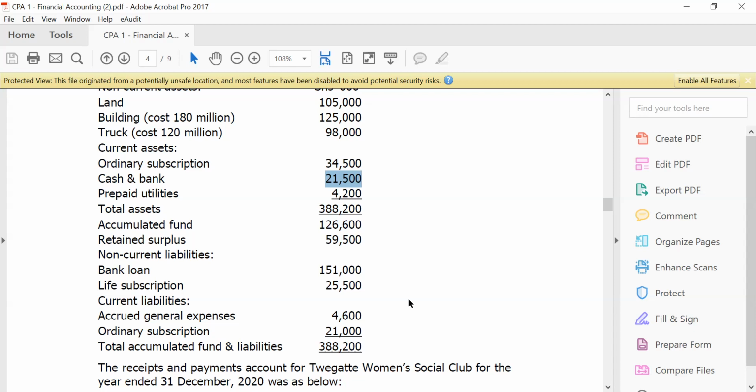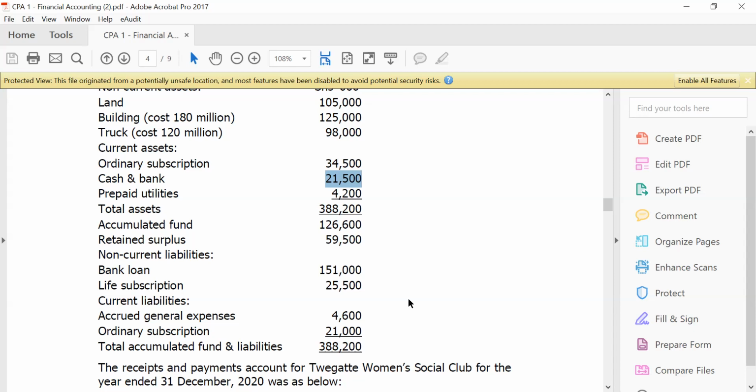So 1 million will always be recognized for the year. In year one, they'll recognize an income of 1 million in regards to life subscription from me. And then the balance, which is the 9 million, will be recorded under non-current liabilities. Why? Because it is after the years have elapsed that life subscription becomes an income to the club. So until then, it remains under your liability.